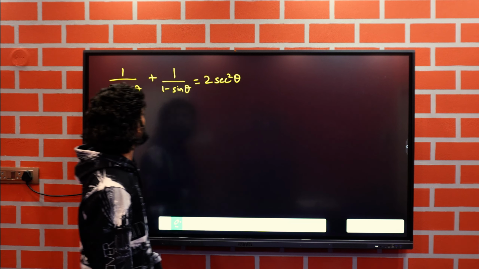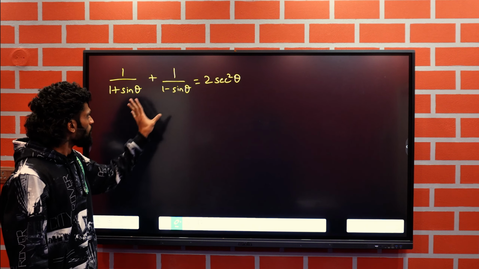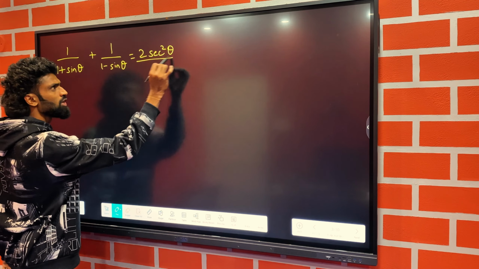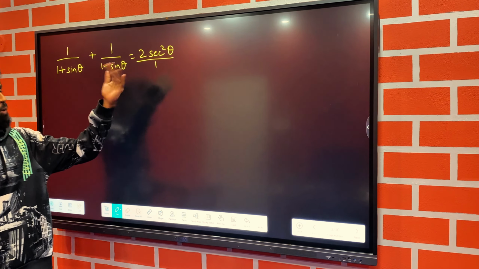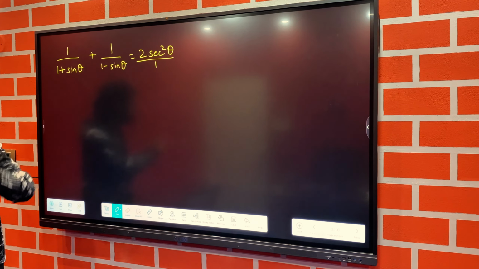Next one. Let's talk about this. 1 minus sin theta 1. Again, same rules. What looks more complicated? Left hand side. Now, obviously, look at the right hand side. The denominator is 1, which means it is in its most simplified form. But my left hand side here has some kind of things here. So, what do we do at this point of time?